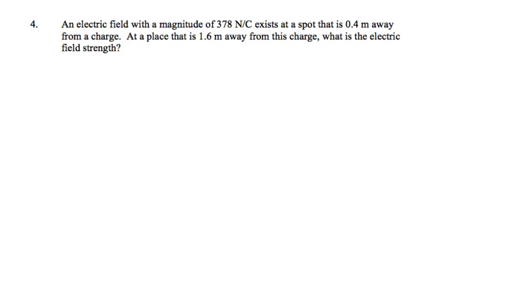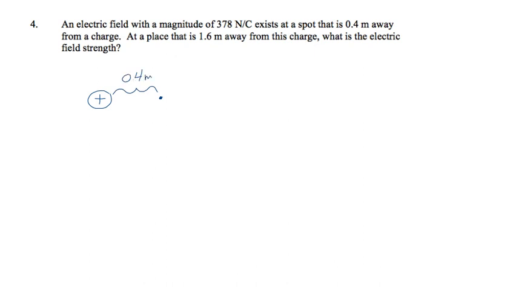All right, so in this problem, it says an electric field with a magnitude of 378 newtons per coulomb exists at a spot that's 0.4 meters away from a charge. So let's make a charge. We don't need another charge for there to be an electric field. All we need is a location from that charge. So at this location, there's going to be an electric field, and that location is 0.4 meters away.